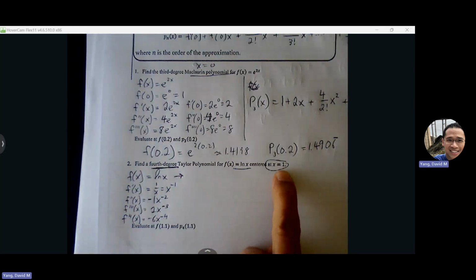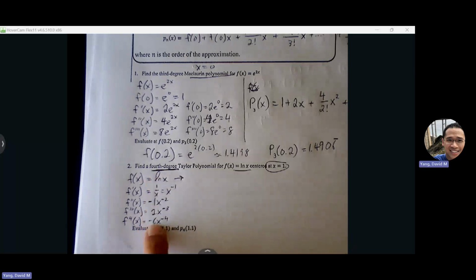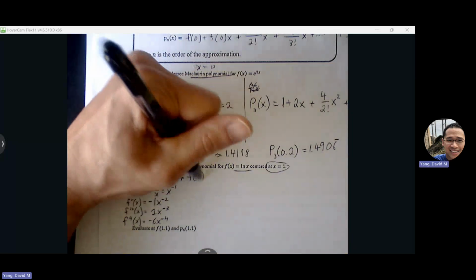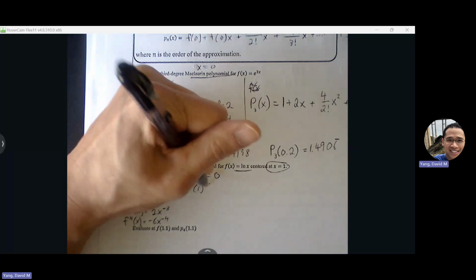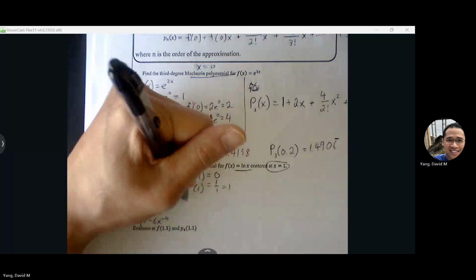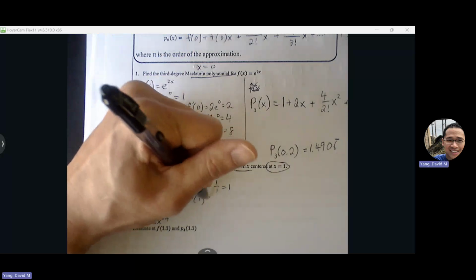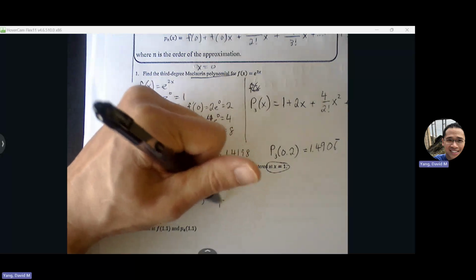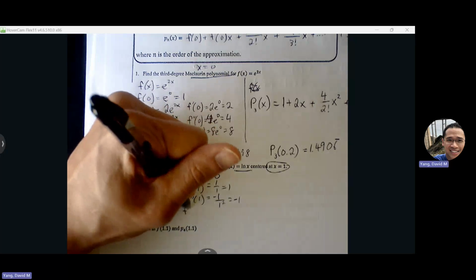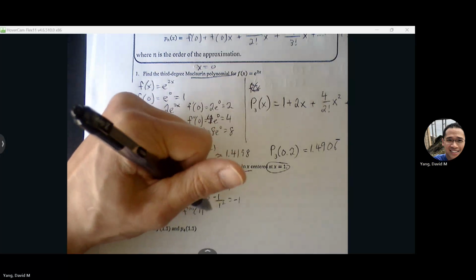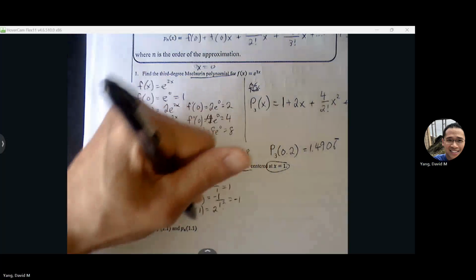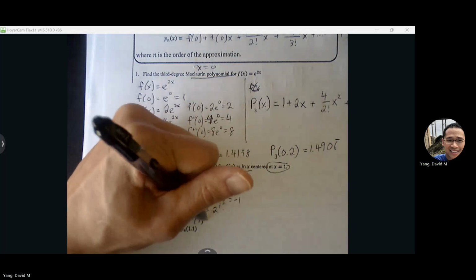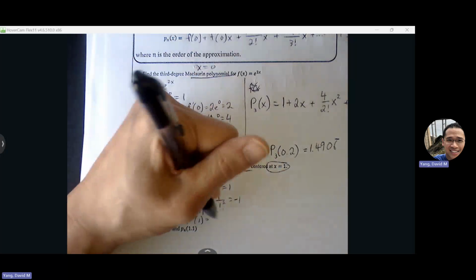So we want to find the value at 1 for all these function and derivatives. F of 1 is natural log of 1, which is 0. F prime of 1 is 1 over 1, which is 1. F double prime of 1 is negative 1 over 1 squared, which is negative 1. Third derivative is 2 over 1 cubed, which is 2. Fourth derivative is negative 6 over 1 to the fourth, which is negative 6.